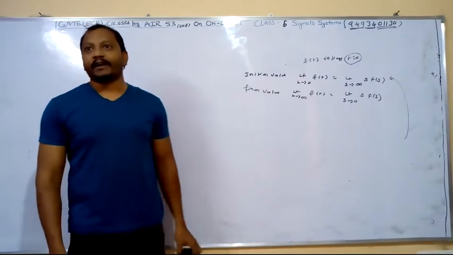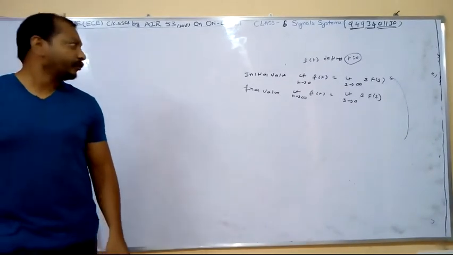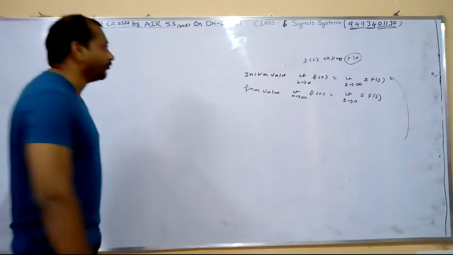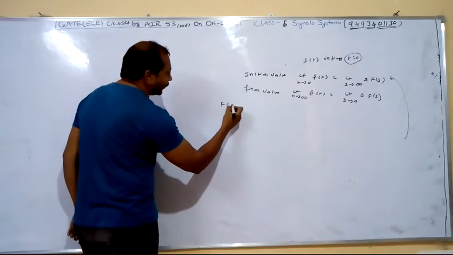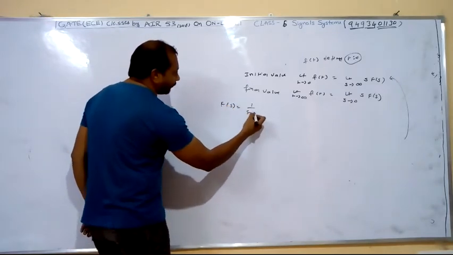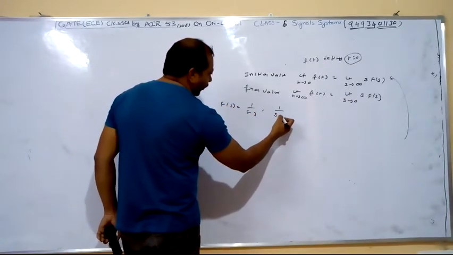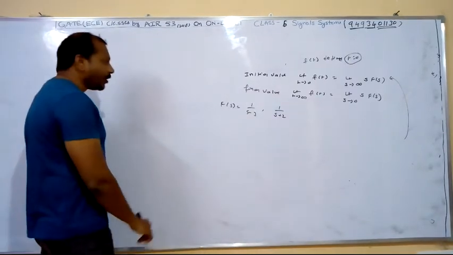For a calculation of the final value, the function f of t should be defined at t equal to infinity. Suppose F of s is given as 1 by s minus 3, and one more F of s is given as 1 by s plus 2.